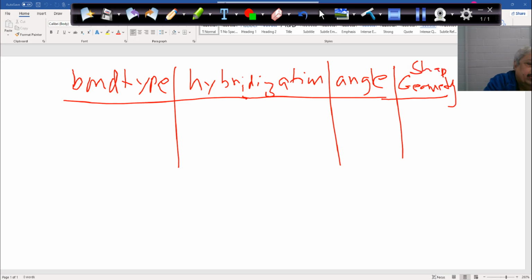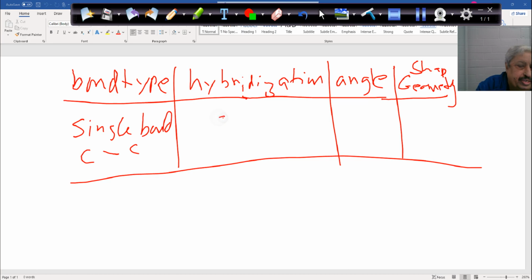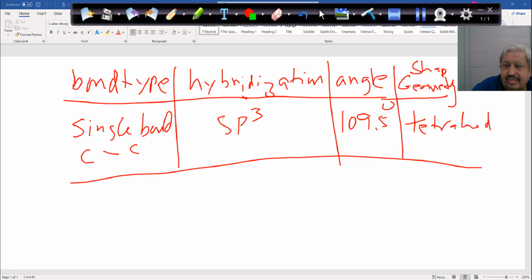So if I have a single bond, which is C–C, then the hybridization is sp3. The angle is 109.5 degrees, and the geometry is tetrahedral. Okay, guys? That's not really well done in the PowerPoint, but at least we know.